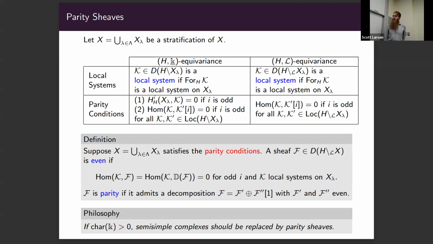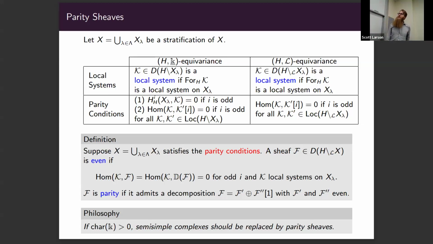So what does it mean to be a local system? Well, the easiest thing you can ask is: if you started with a local system and you forget the equivariance, are you still a local system? The answer is yes, and you can go back the other way too. If we have an equivariant sheaf and we forget it and get a local system, that's all it is to be a local system. And this is really the same in both worlds. We can always just forget, and if it's a local system, it's a local system.